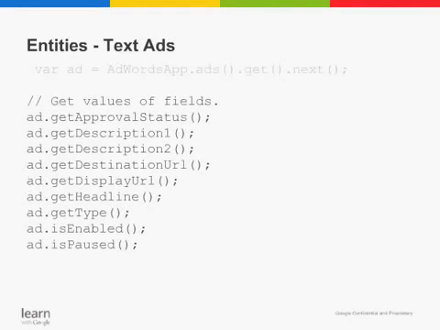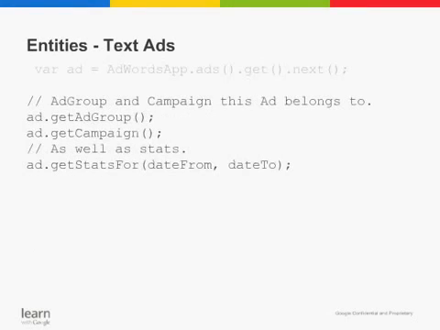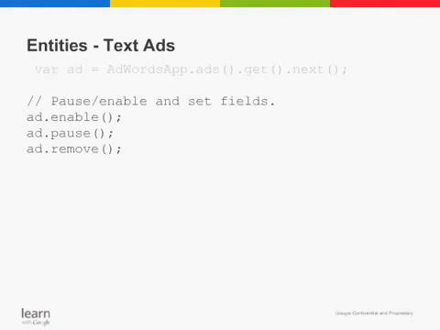Text ads also have a bunch of fields that you can access. The description, destination URL, etc. You can easily get the ad group and the campaign, as well as the stats. And you can pause and remove the ad as well. Similarly to keywords, you're going to have to remove and then re-add the text ad if you want to make any changes to things such as the description or the headline.